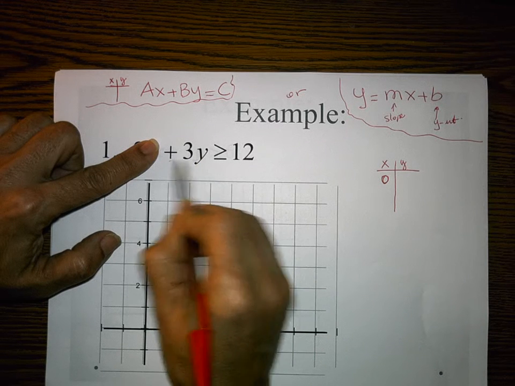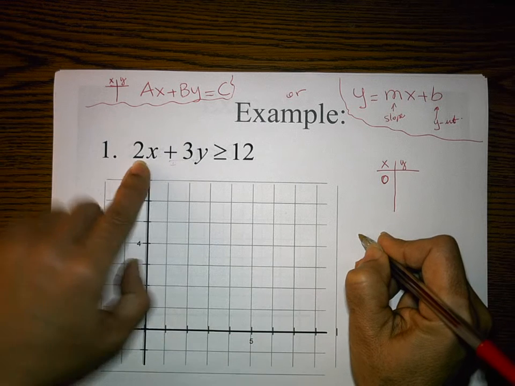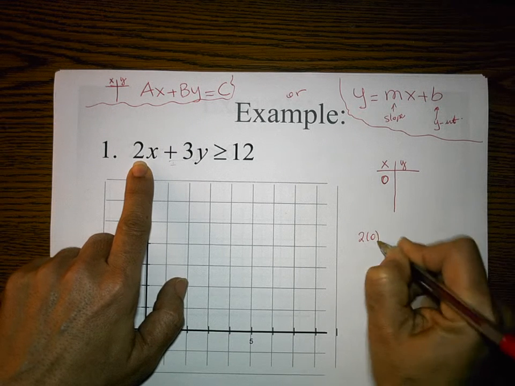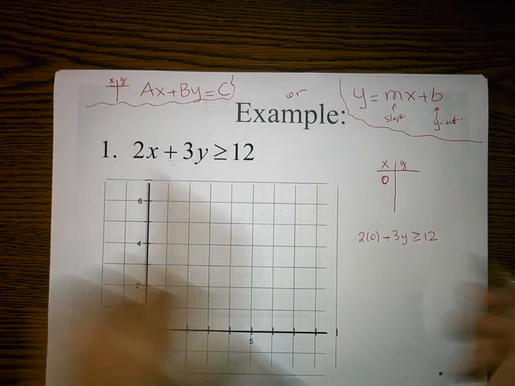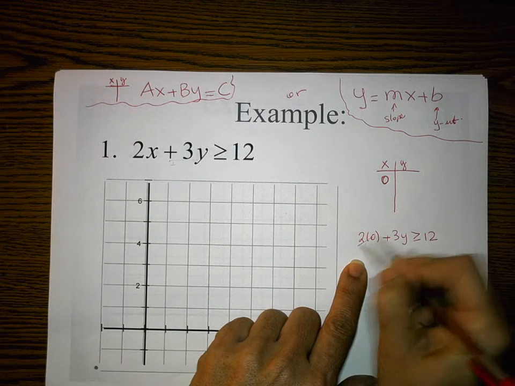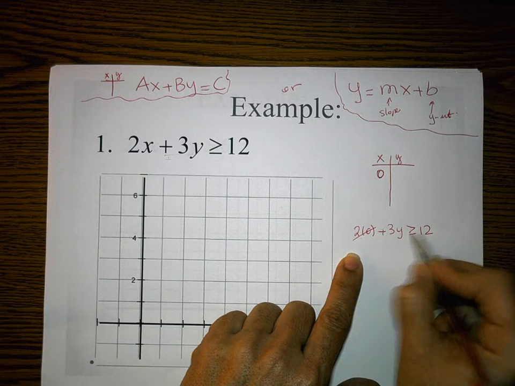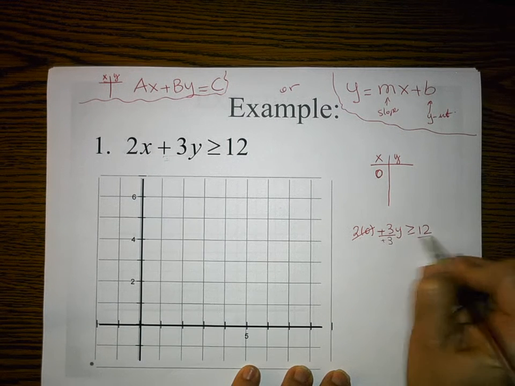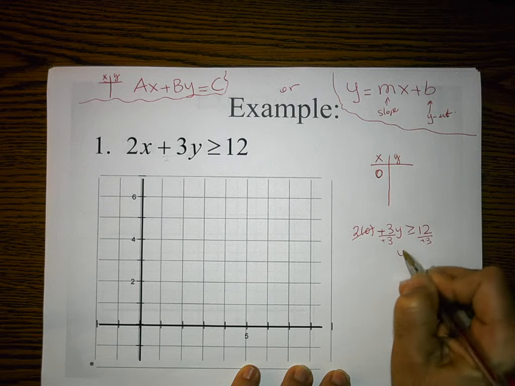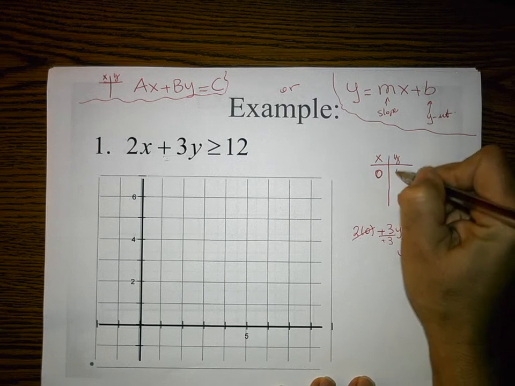So if I plug in a 0 for x, it would be 2 times 0 plus 3 times y is greater or equal to 12. The 2 times 0 is gone, it's 0. I have a positive 3y is greater than or equal to 12. That means you divide by a positive 3 on both sides, and you get that y is greater or equal to 4. And that's what we want, a 4.